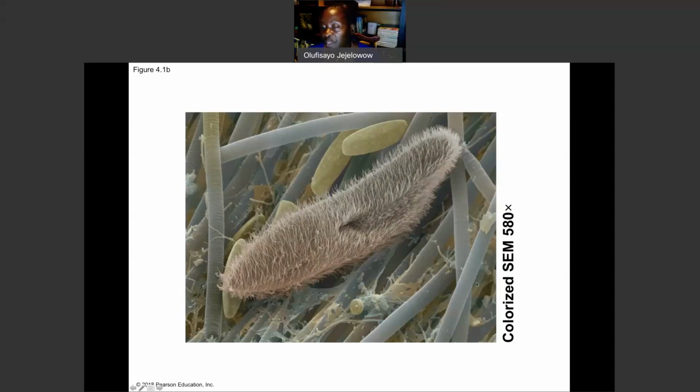This is the same organism, paramecium, this slipper-shaped animal that lives in ponds around us. It's been magnified 580 times, and this is a scanning electron microscope, SEM, image. It's been colorized. Electron microscopes do not give colored images, but through technology we can differentially treat the surfaces to give different colors. So this is a paramecium. The cilia all over the surface enable it to move around in the pond water where it lives.